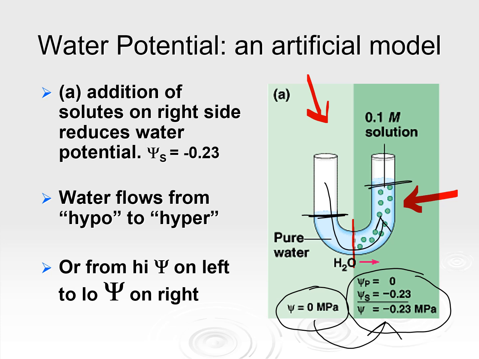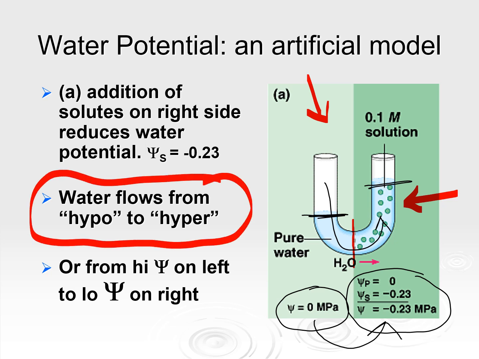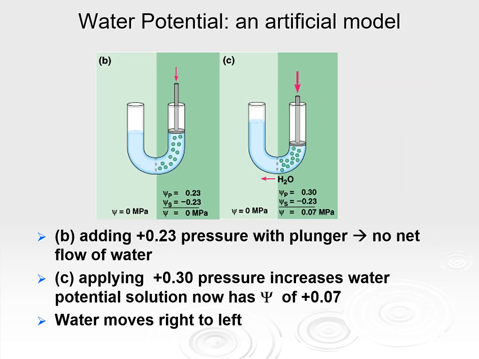We can also remember that water flows from an area that is hypotonic, meaning it has fewer solutes, to an area that is hypertonic, meaning it has more solutes. So that is a tube with no pressure. Let's see what happens when you add pressure.